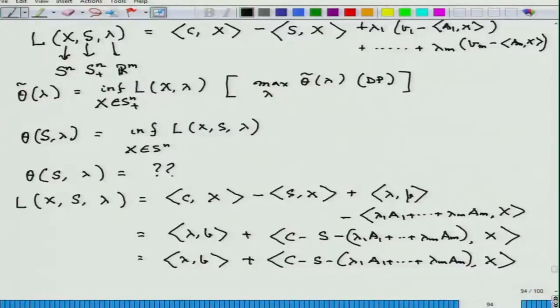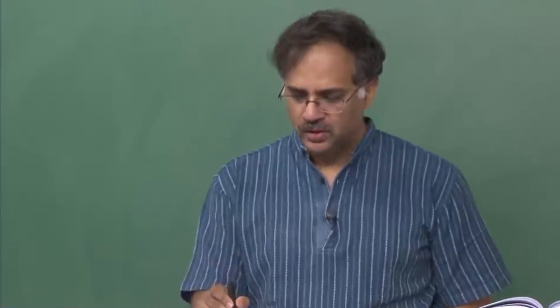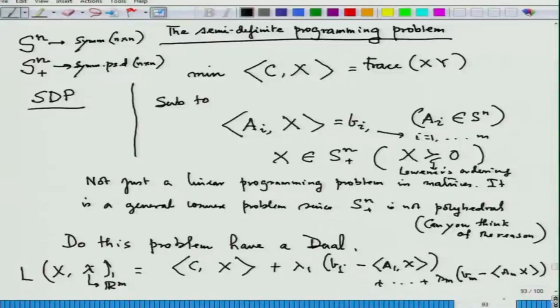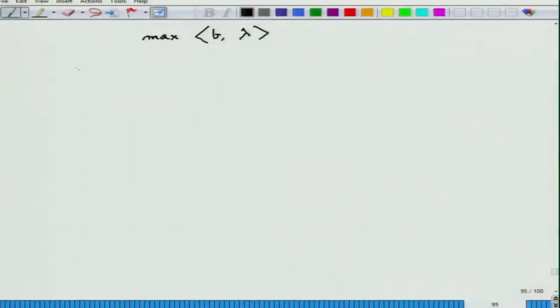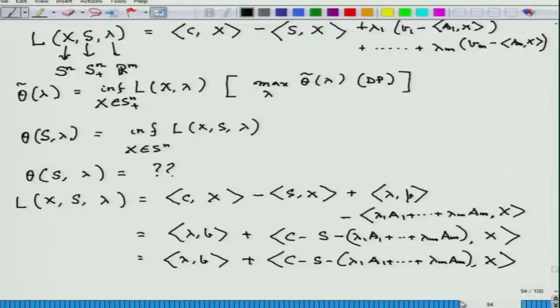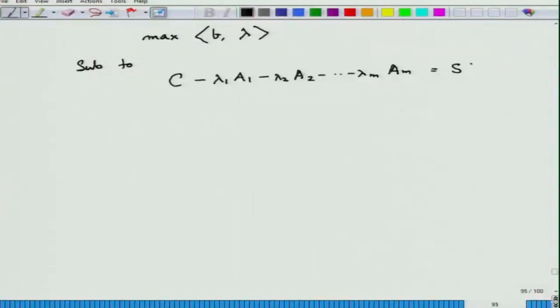So, by the linear programming type of argument, your dual problem is max of b lambda subject to c minus this thing is 0. So, c minus this thing is equal to s and s is in S n plus.